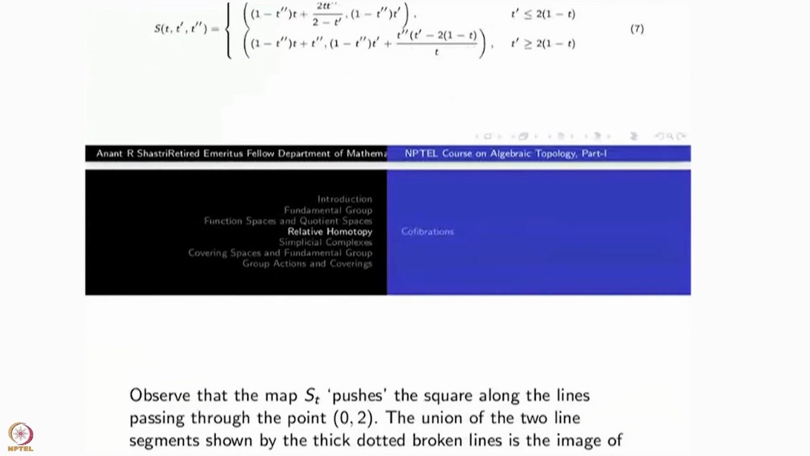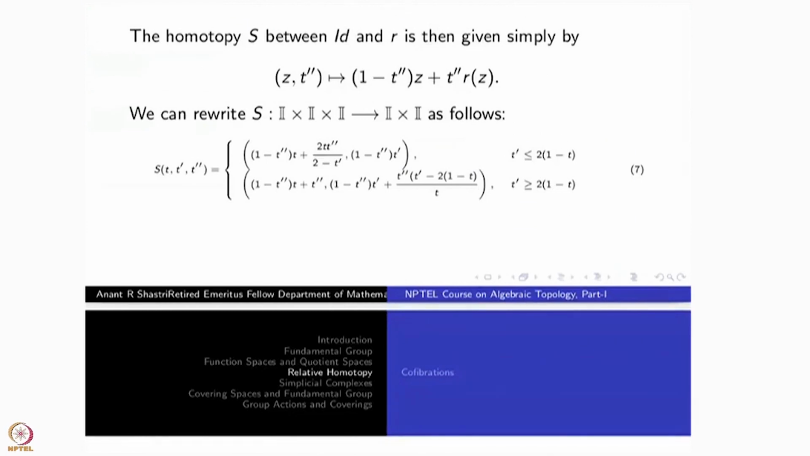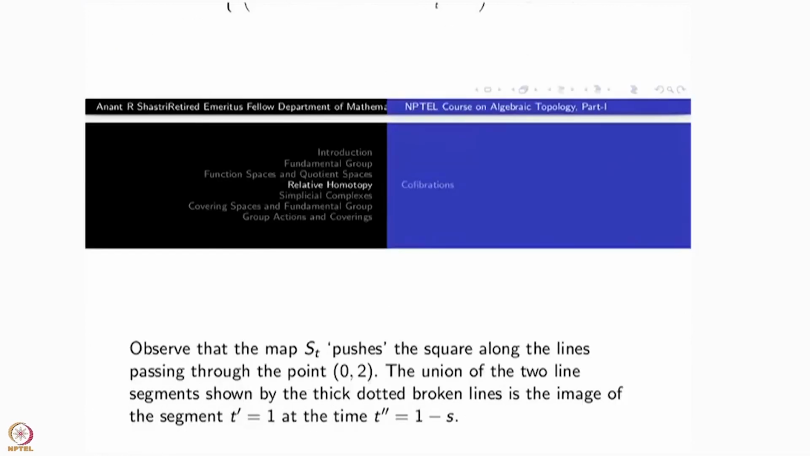Observe that the map s_t, s little t, pushes the square along the lines passing through (0,2). So this is what happens all the time. The union of two line segments shown by the thick dotted broken lines is the image of the segment t' of 0. All that I have told you.